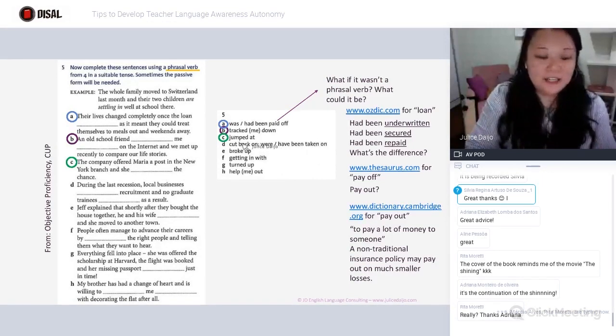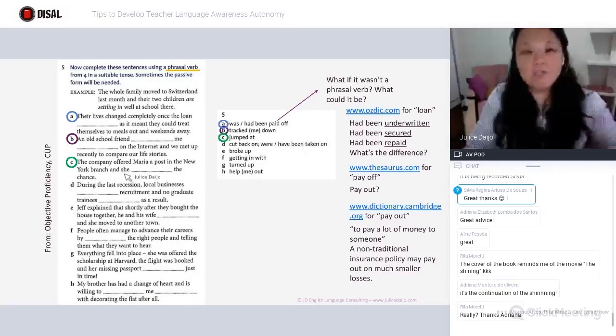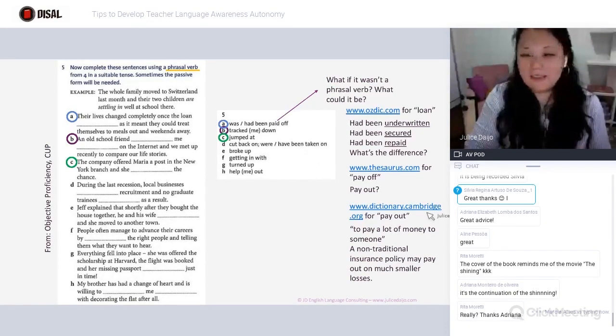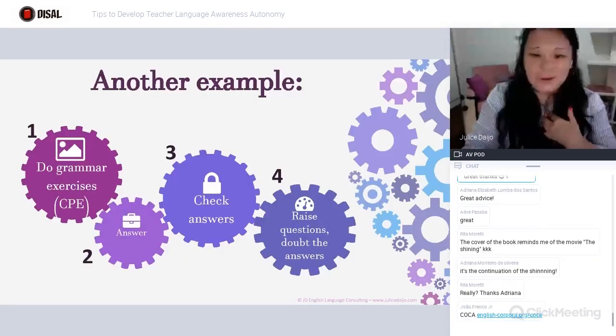Letter C, so on and so forth. Letter C is "jump at." So the company offered Maria a post in the New York branch, and she jumped at the chance. Could I use other things here? The more questions you raise, the more you improve your repertoire. And I think it's interesting. We can do it for ourselves, and you can teach your students to do it.